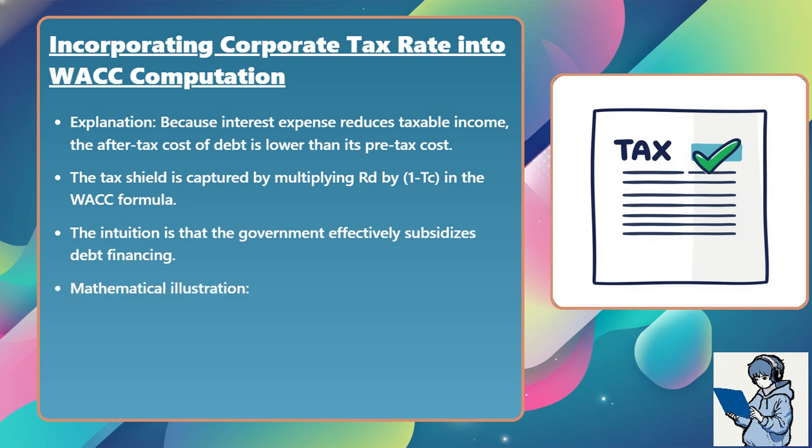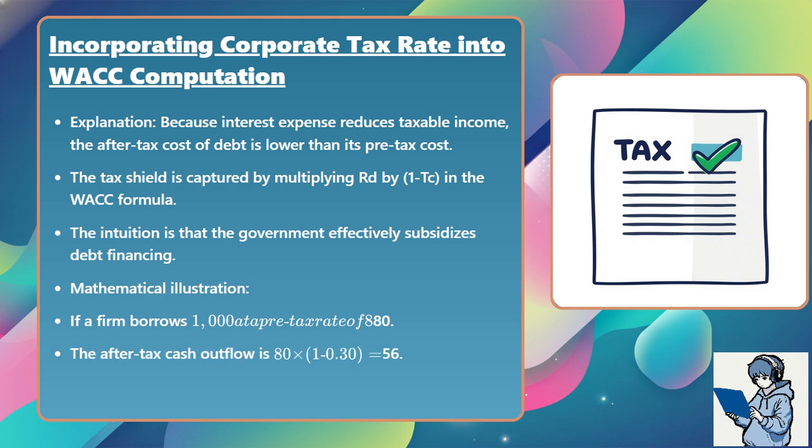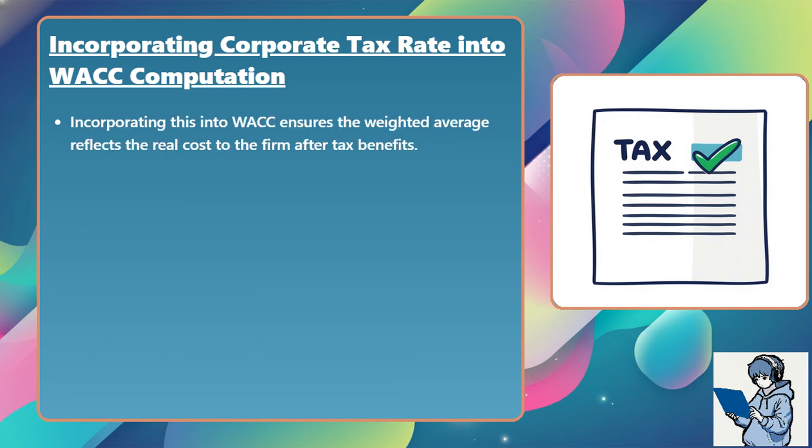Mathematical illustration: if a firm borrows $1,000 at a pre-tax rate of 8% and the tax rate is 30%, the annual interest expense is $80. The after-tax cash outflow is $80 times (1 minus 0.30) equals $56. The effective cost is 5.6% per dollar borrowed. Incorporating this into WACC ensures the weighted average reflects the real cost to the firm after tax benefits.